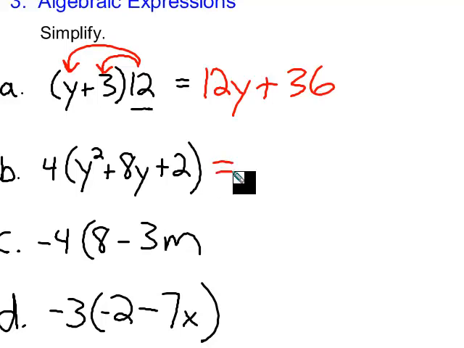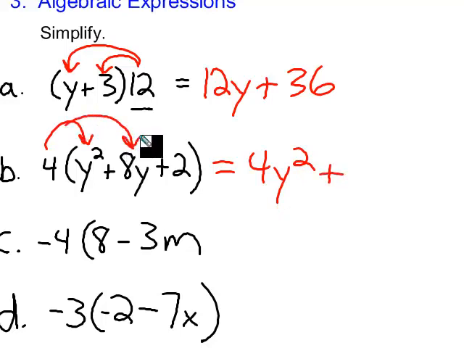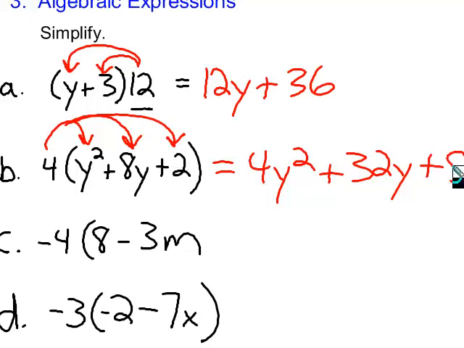Can we distribute over 3 terms? Sure. 4 times y squared is just 4y squared. Plus 4 times 8y. That's just 32y. 4 times 2 is 8. Not too challenging.